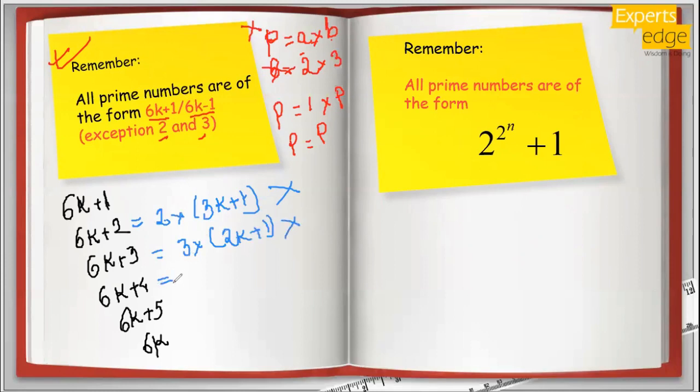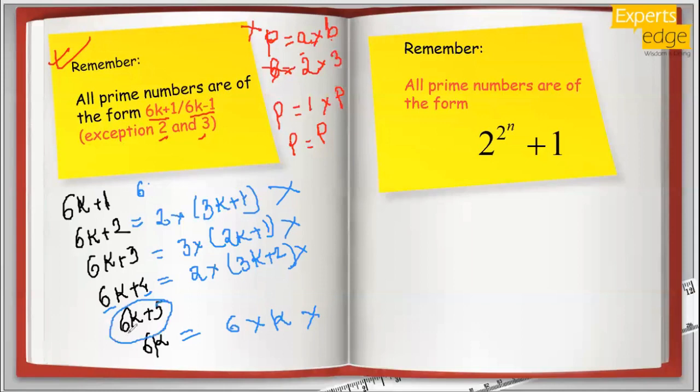From 6k plus 4 also, I can take 2 common. So surely this will not be a prime number. 6k plus 5, I can't say anything. And 6k, obviously, is not a prime number, as it can be written as 6 into k. So I'm only left with 6k plus 1 and 6k plus 5.